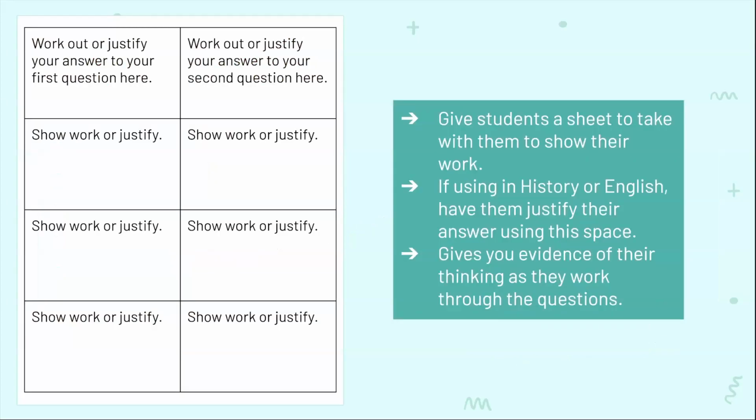One suggestion is to give your students a sheet to take with them as they work in order to show their work. If you're using this in a history or English classroom, you can have them justify their answer using this space. This gives you evidence of their thinking as they work through the questions and allows both the teacher and the student to monitor progress towards completion of the activity.